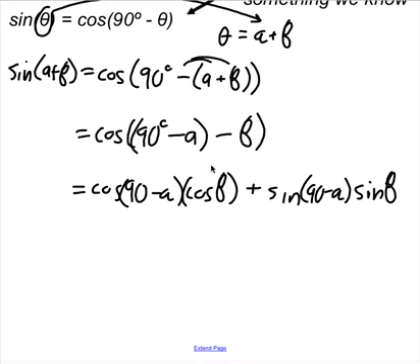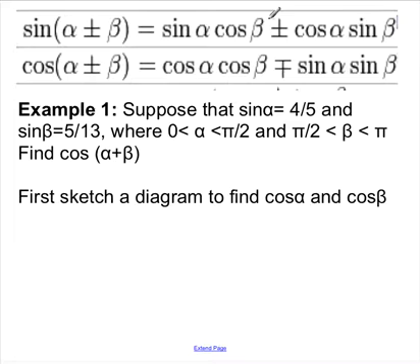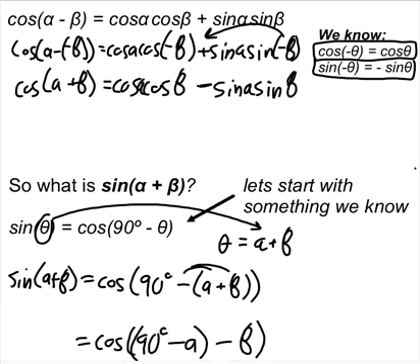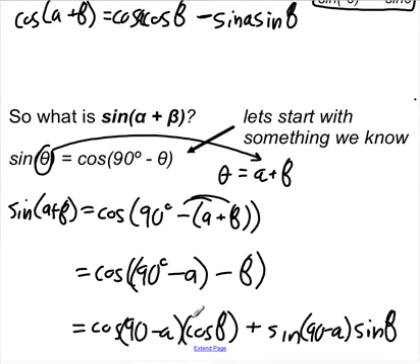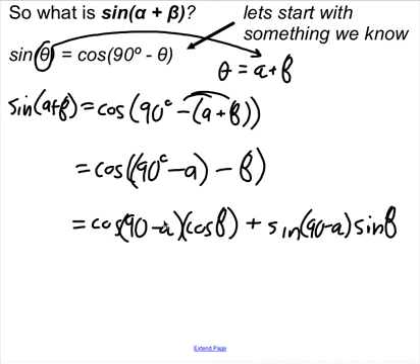And we're just about done, but this looks a little ugly, and this certainly doesn't look like the rule from our other page, which was over here. That doesn't look like this pretty alpha, beta. But hopefully, we're still thinking about our cofunctions. Look at what we have here. Cosine of 90 minus alpha, that's just sine of alpha. Sine of 90 minus alpha, that's just cosine of alpha.